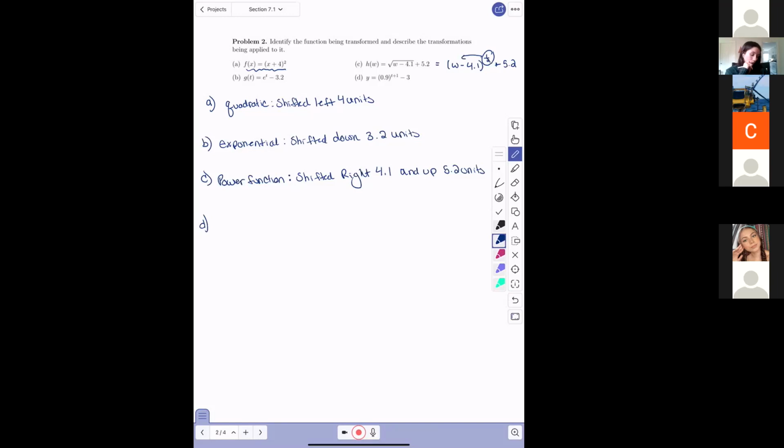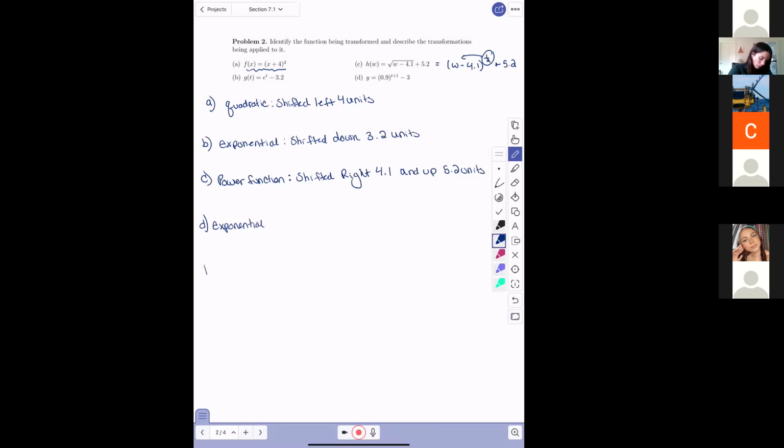Okay, moving on to D. Y equals 0.9 to the power of t plus 1, minus 3. What kind of function is this? Is it exponential or no? Yes, this one is also exponential.